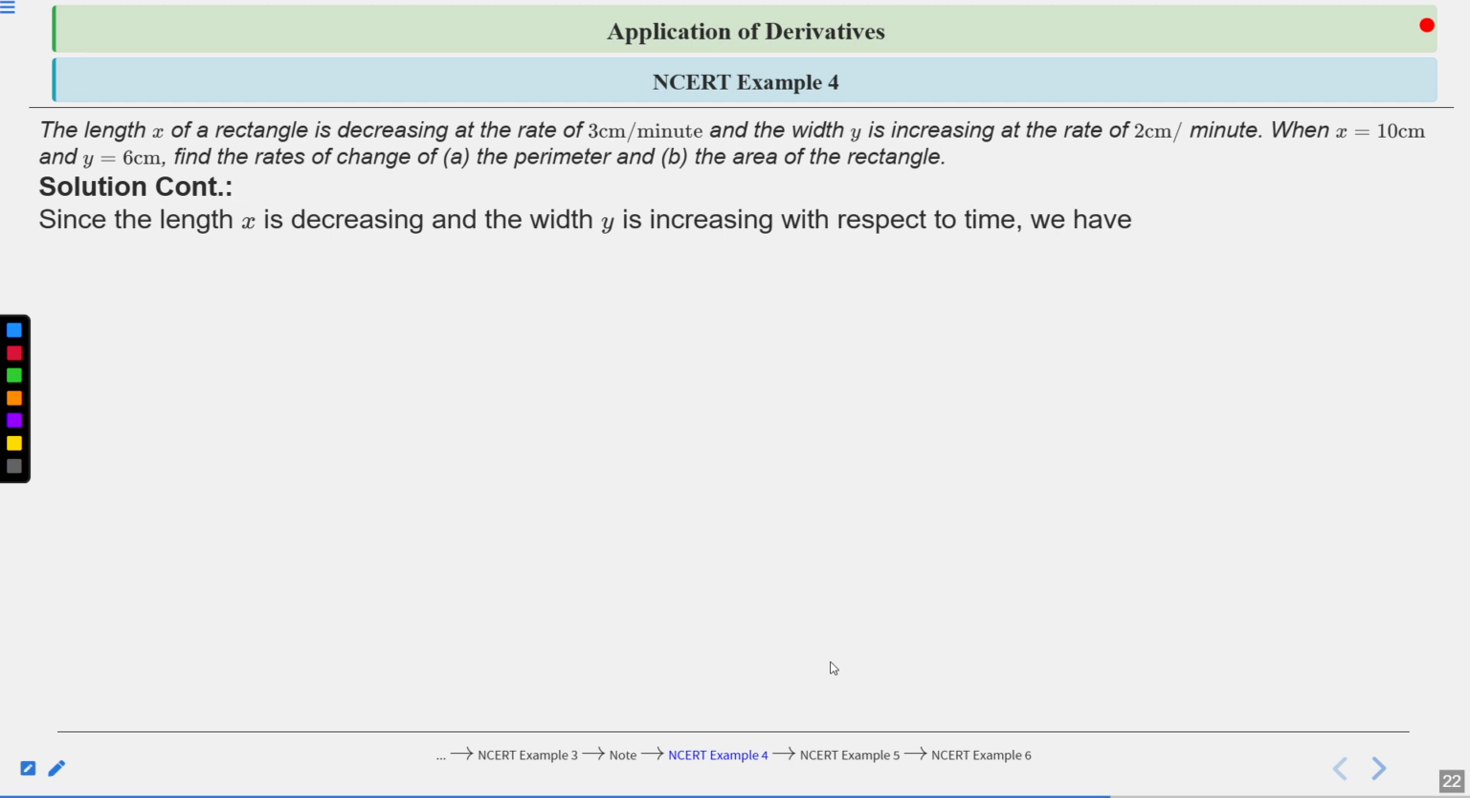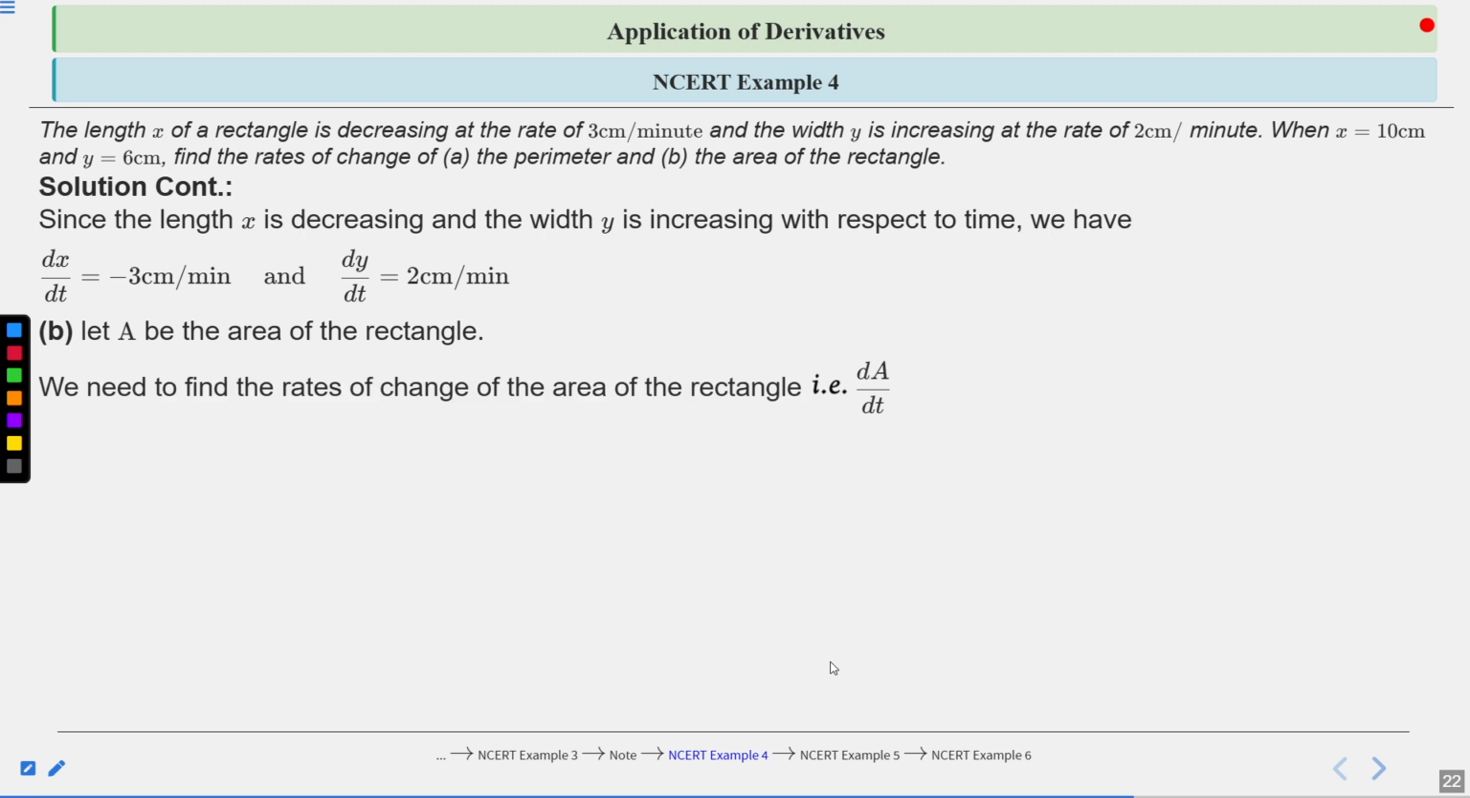Since the length x is decreasing and width y is increasing with respect to time, again we have dx upon dt is equal to -3 centimeter per minute and dy upon dt is 2 centimeter per minute, right? Now, for part B, let A be the area of the rectangle, right? We need to find the rate of change of area of the rectangle, that is dA upon dt, right?